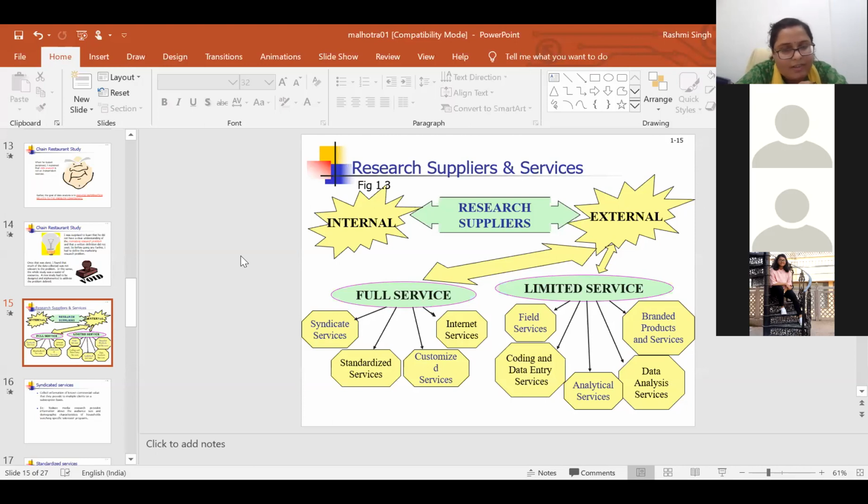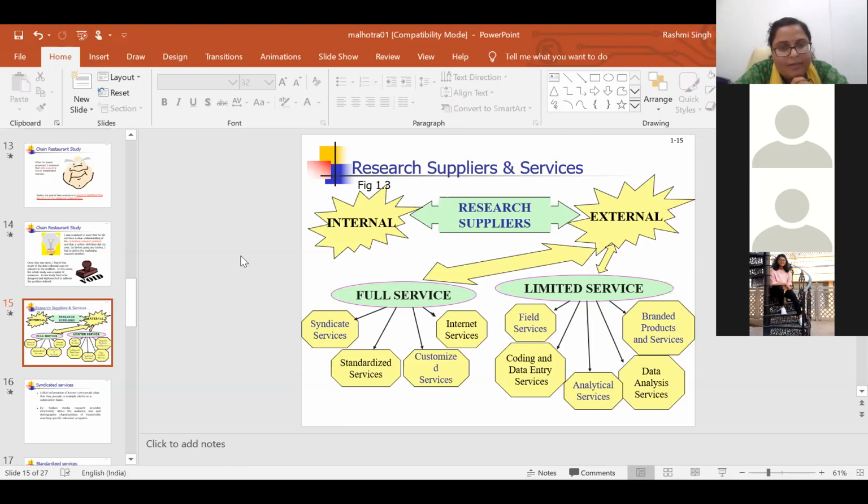So these are the suppliers, internal suppliers and external suppliers. Internal suppliers means you have everything in your own organization and you take the help of the R&D department. The companies who have their own R&D department have everything. They have people who are experts in data analysis and in collection of data, so there is no requirement of hiring an outside research organization. You might have heard of Nielsen Media Research, or IMRB, or ANSA Group. These are the different research organizations or research suppliers who work on your behalf.